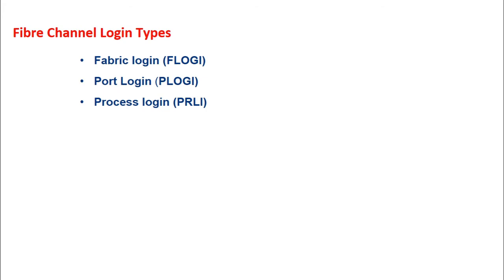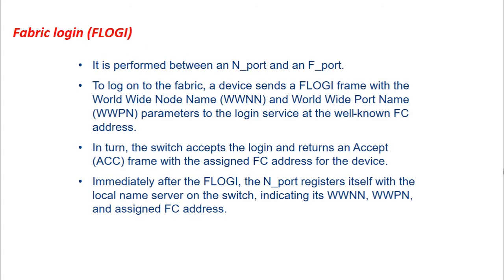Now let us look at the different Fibre Channel login types. There are three types of Fibre Channel login: the fabric login, the port login, and the process login. Fabric login is performed between a node port and a fabric port. To log on to a fabric, a device sends a FLOGI frame with the worldwide node name and worldwide port name parameters to the login service at the well-known Fibre Channel address. This in turn causes the switch to accept the login and return an accept frame with the assigned Fibre Channel address for the device.